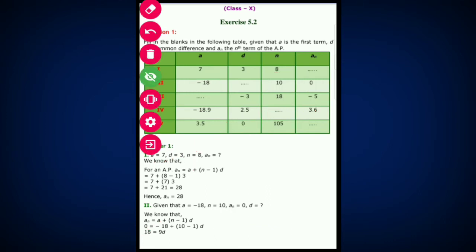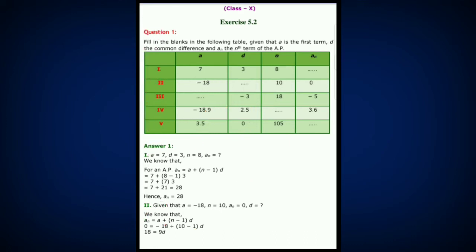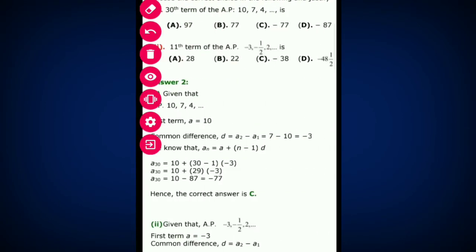Okay, students, are you getting what I am saying? Minus 18 will come here with a positive sign. There will be 18 is equal to 10 minus 1, that is 9D. Okay, 9 times 2 means the value of D will be only and only 2. Okay, students. Now the rest of this question you will try. Now we will go to the next question.